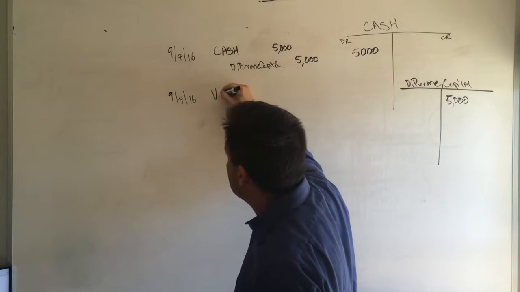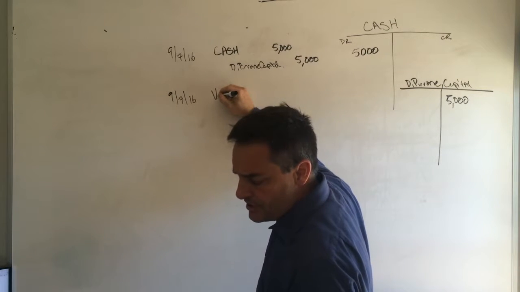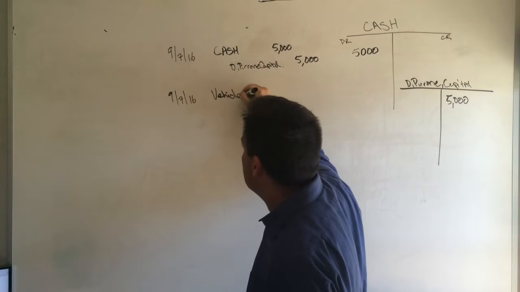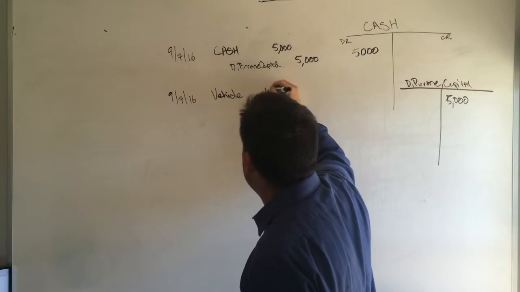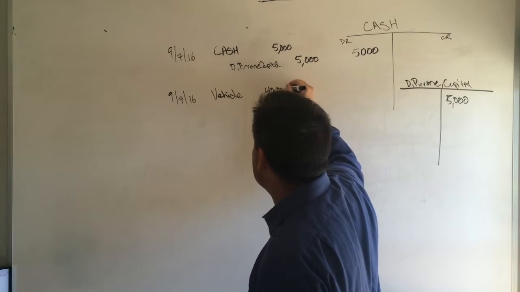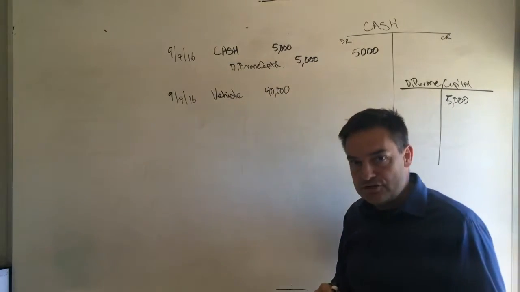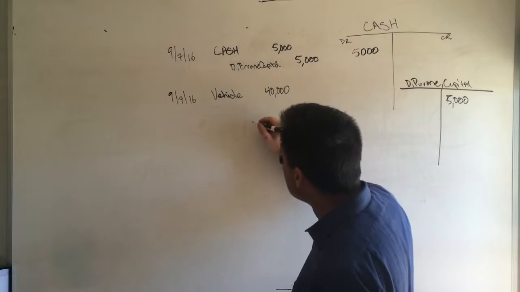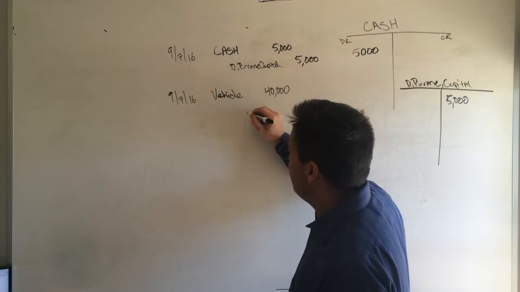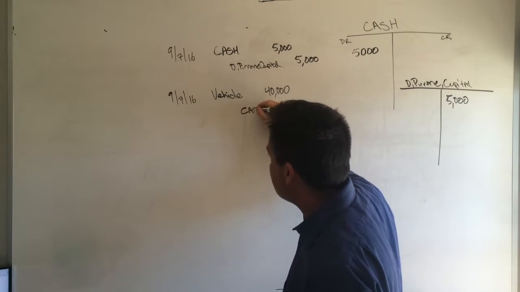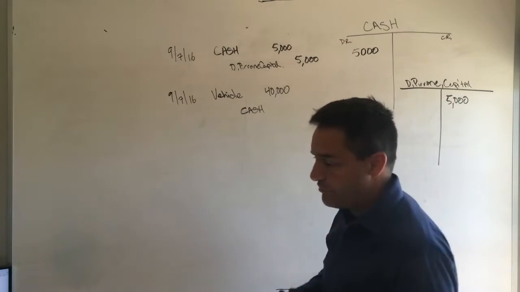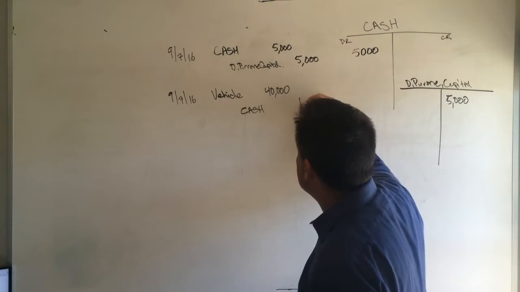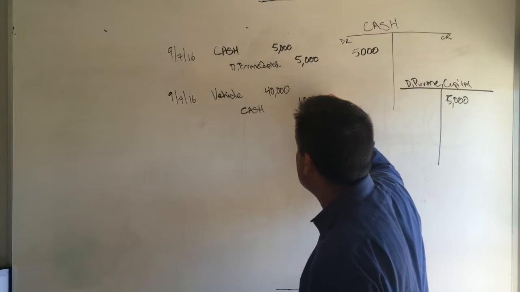So what we're going to do is debit an asset account. In this particular case, we're going to call the asset account vehicle or vehicles. We're going to debit it for the amount that we negotiated the price for, that we actually bought it for, which is the $40,000. We're going to credit cash for the amount that we wrote the check. It's very important: whenever you write a check, you credit cash. And so we're going to credit cash for $1,000.